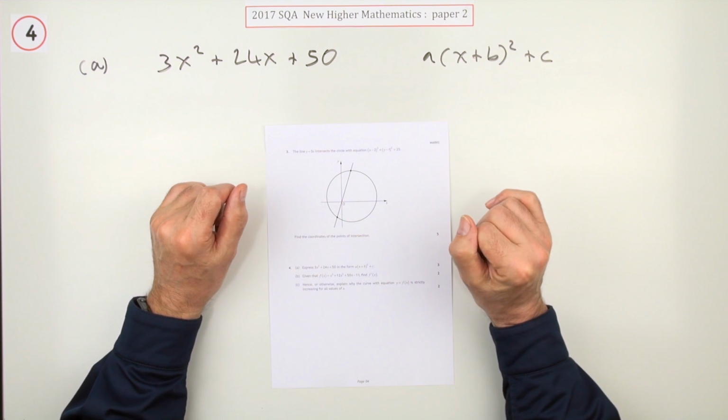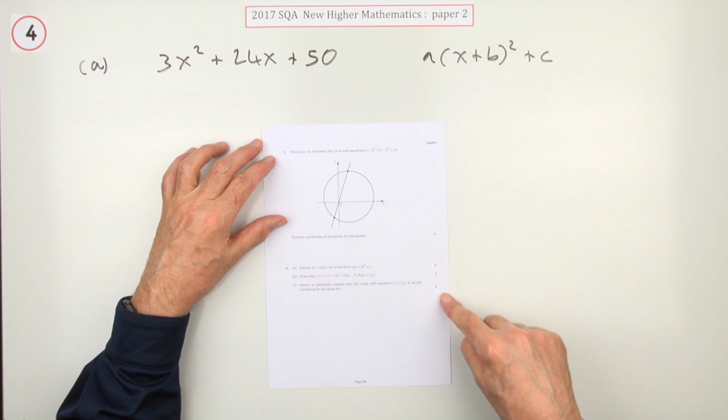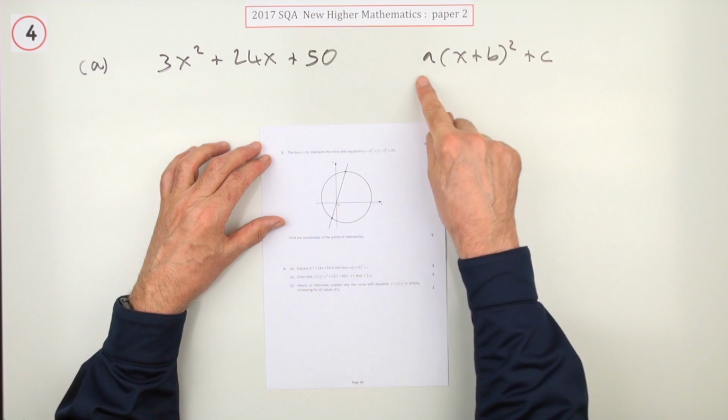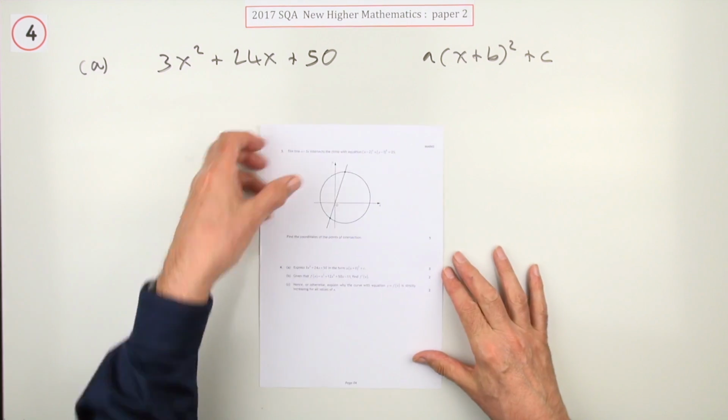So number 4 from paper 2 of the 2017 new hire. We've got 3 parts, there's 7 marks here. First of all, for 3 marks, simply express this in this form. Complete the square for 3 marks.